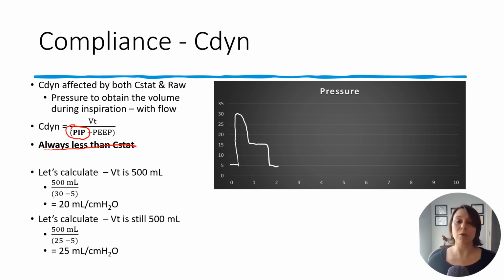It's very important that when you're calculating dynamic compliance that you leave plateau pressure out of it. It may give you a graphic that has plateau pressure, or it may give you a question that has plateau pressure in it, but we're not going to use plateau pressure here. We're going to use peak inspiratory pressure. So tidal volume is still 500. We're going to take 500 divided by 30 minus 5. That will give us 20 mLs per centimeter of water.